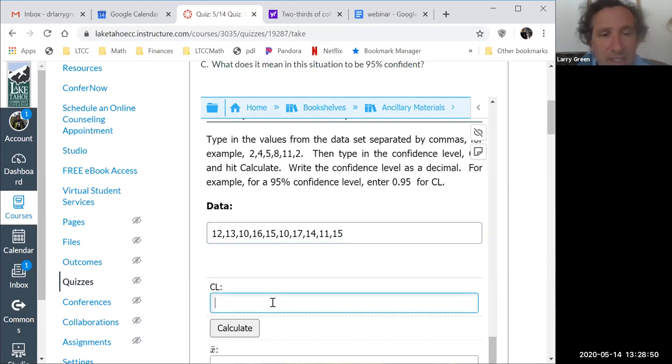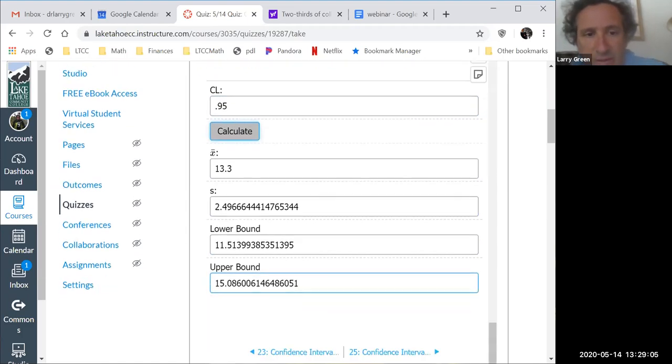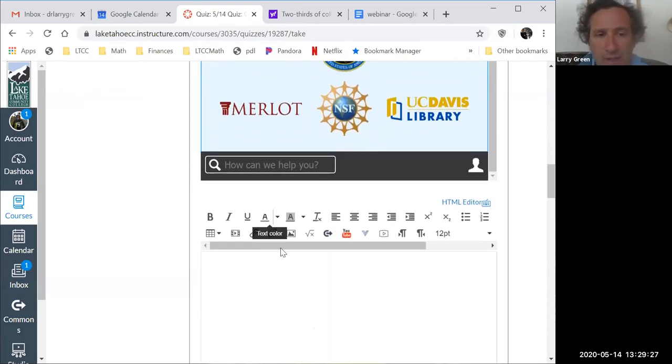And I tried to make it easy. I mean, all you do is copy and paste it in. What's the CL? Yeah, 0.95. So I asked for 95% confidence. And I just hit calculate. And it's the lower bound and the upper bound. We certainly don't need this many decimals, by the way. I'm going to go one decimal, 11.5 to 15.1. Any questions at all on working this out? Okay, so 11.5 to 15.1. So that's part A. Let's put it in a bracket. Any questions on part A? Okay, now let's go to part B.